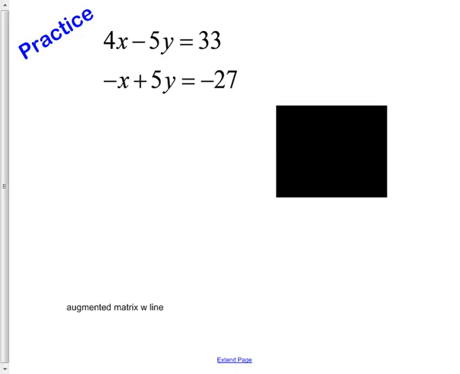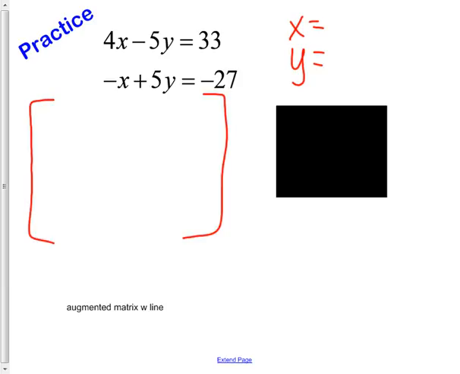So let's practice. We have 2 equations, and what we want to do is find out what x equals and what y equals. Instead of solving the first one for y and then plugging it into the second one, we can do it all in our calculator with matrices. The first thing we need to do before we get to the calculator is make a matrix out of these numbers. So this is what it looks like.